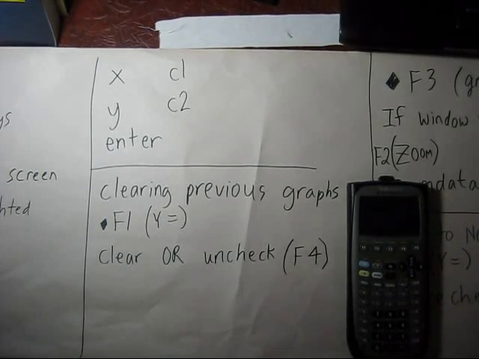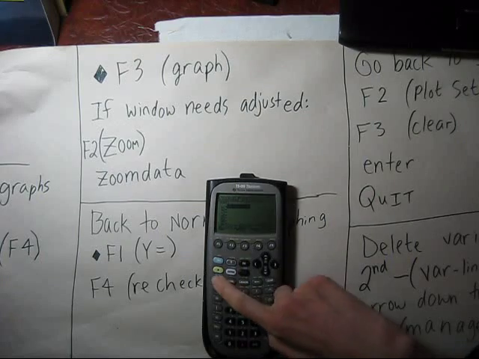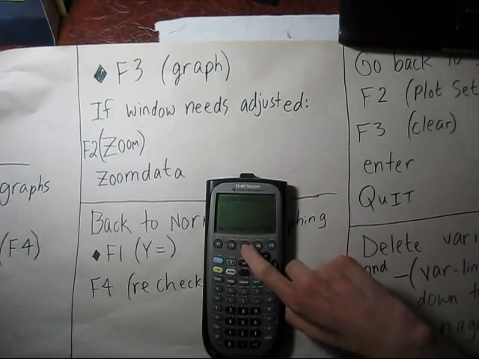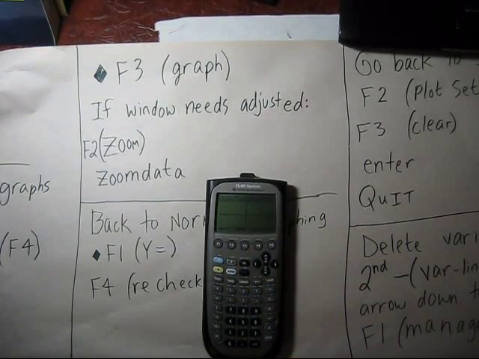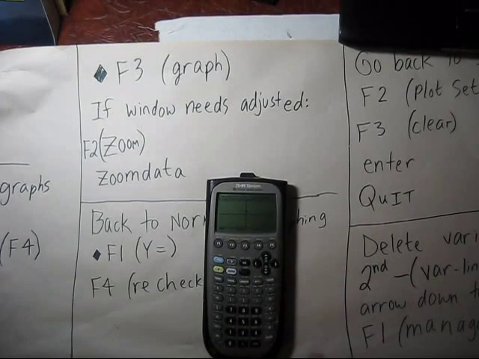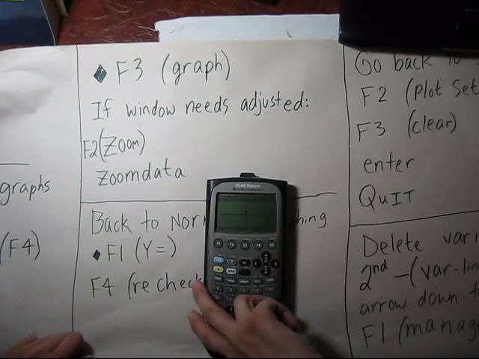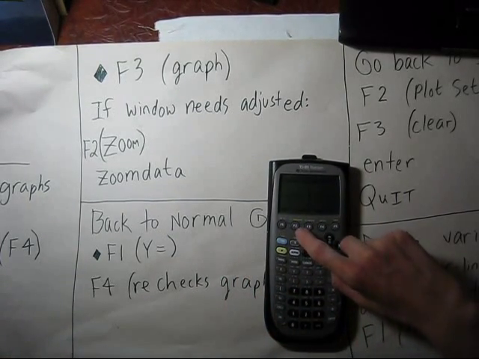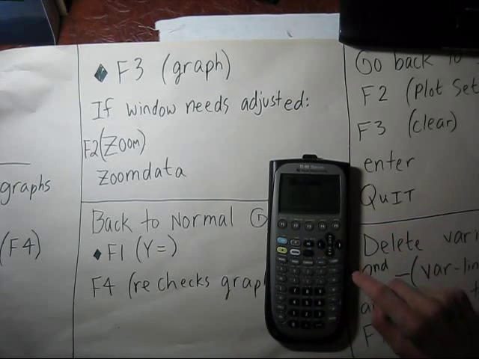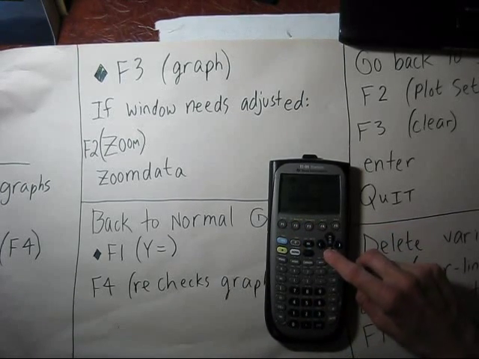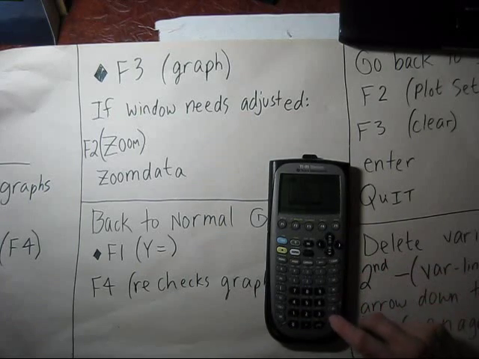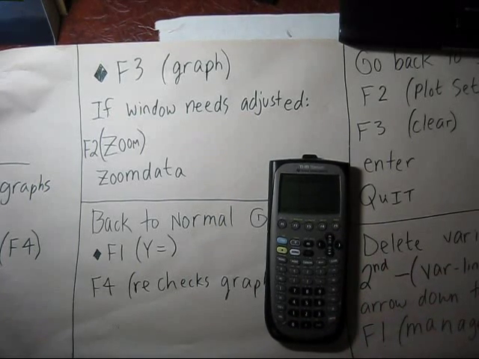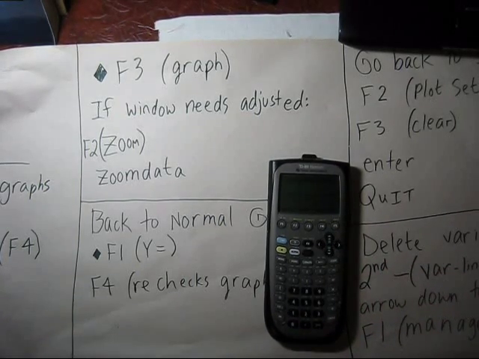Now it won't graph. We're going to hit diamond, green diamond, F3. And I'm only showing 1 point. So I need to adjust the window. And I'm going to have the calculator automatically do that. So I'm going to hit F2, which is zoom, and I want zoom data, which is down at 9. And now all 4 of my points are showing.